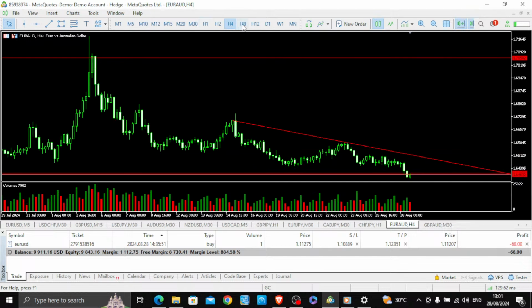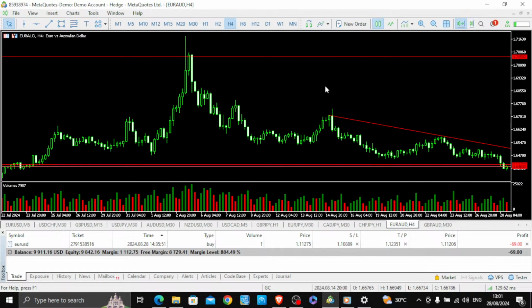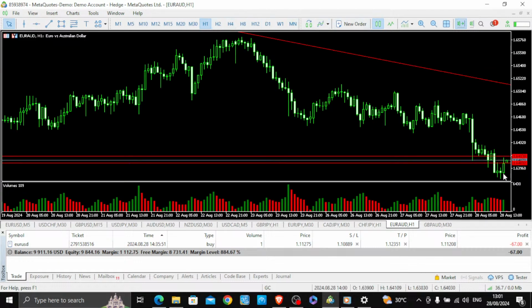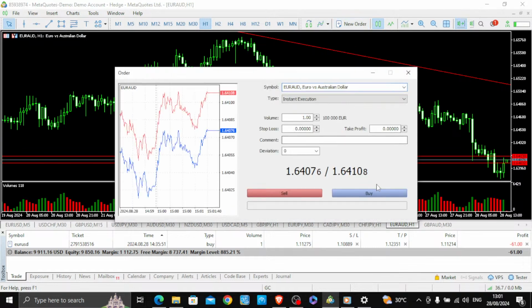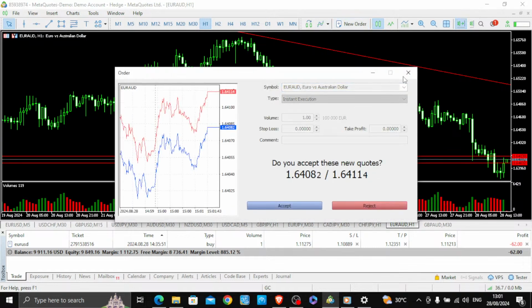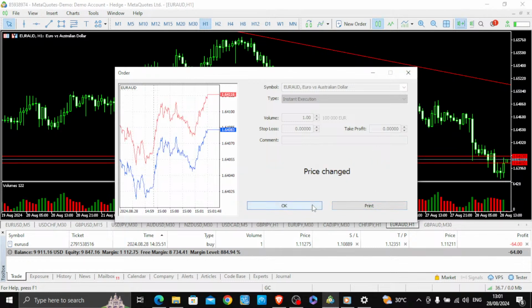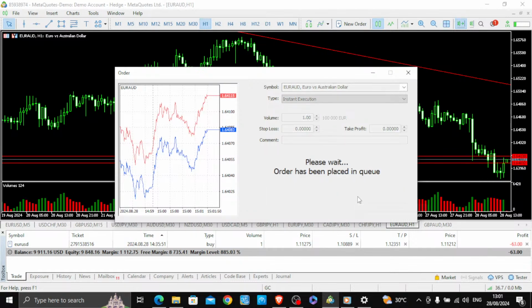My reason here is a very important demand zone, a very important demand zone. So I will enter based on 1 hour. This is what we have here. We have wasted a little time, so I will enter here.